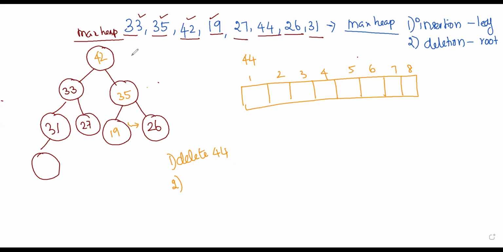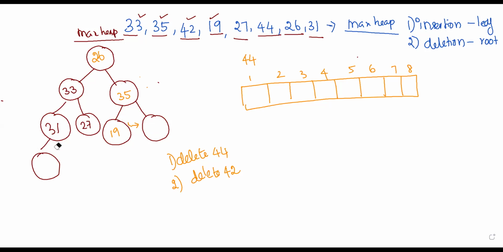Next, what is the next element to be deleted? That is 42. Delete 42. After deleting 42, what element will reach this position? The smallest element. What is the smallest element? This is not the smallest element. The last leaf node should be taken and replaced here. So this is the last leaf node. Replace here.